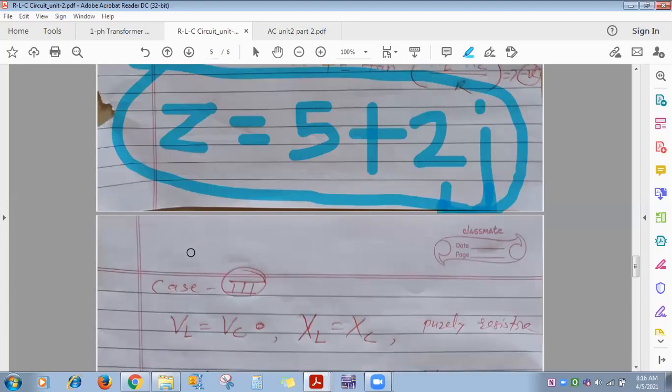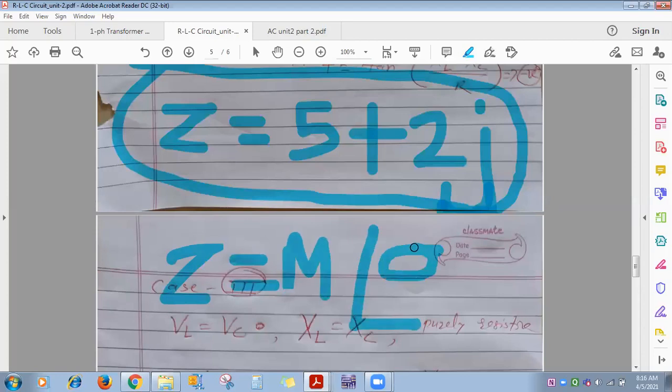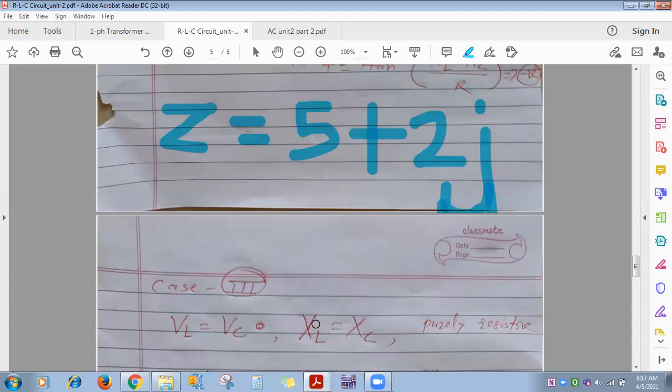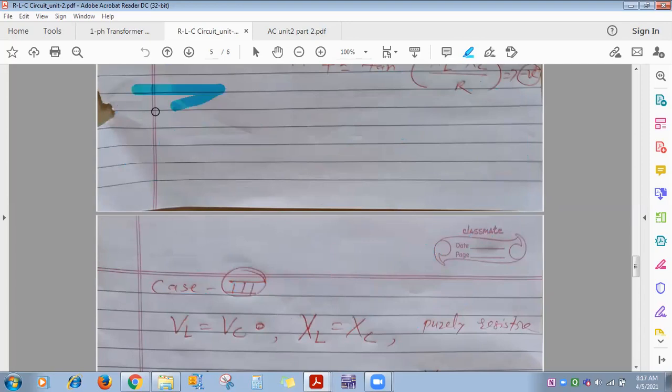Or they can give you Z in polar form also. In polar form, all of you know the angle will be positive. Suppose it is given that it's a series RLC and the impedance is 5 at an angle of 30 degrees. Again, it's more inductive. Why? XL is greater than XC, because the angle is positive. Got it?